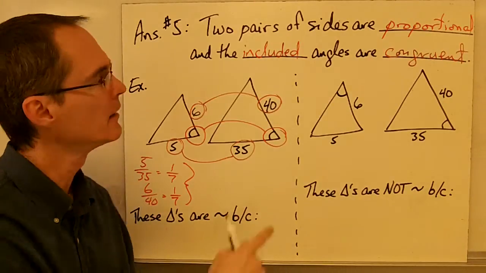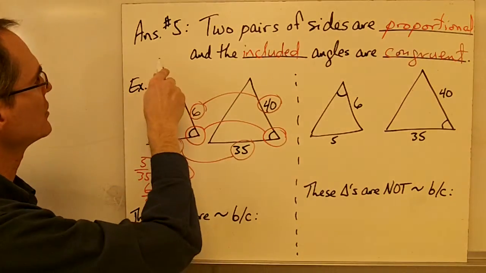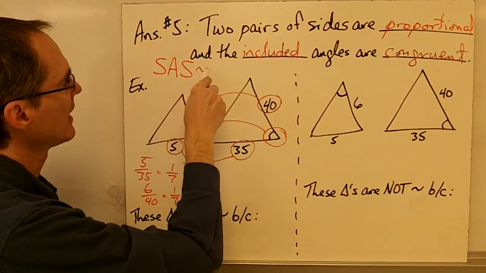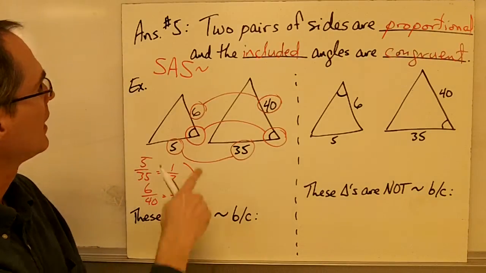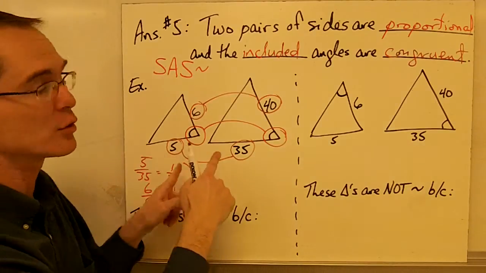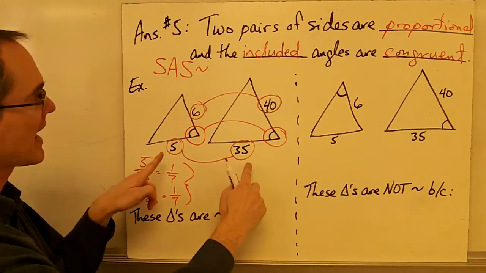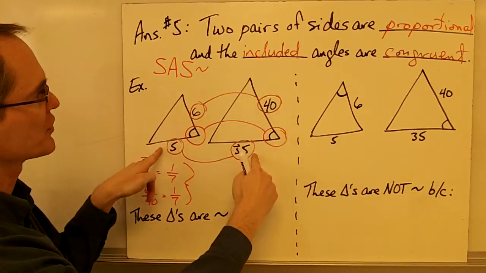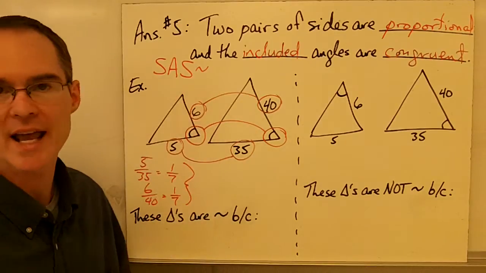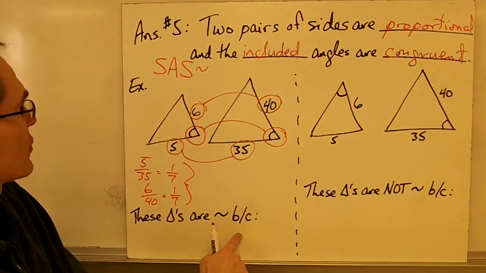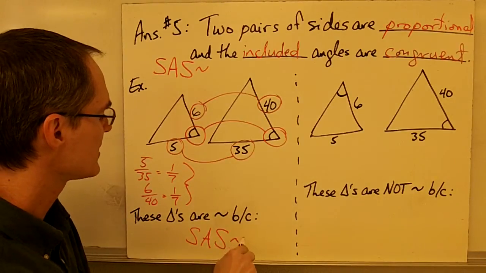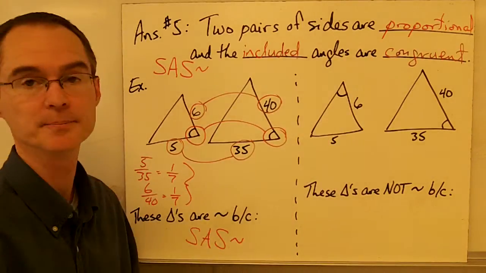Again, there's a shorthand notation that we can use for this answer, and it is usually written like this: side, angle, side, and again, the little similarity symbol. And so when I want to say that two triangles are similar because I have two pairs of proportional sides and the included angles congruent, then I could just use this as my shorthand way of answering that question. So these triangles are similar because of the side, angle, side similarity statement, which is this statement right here.